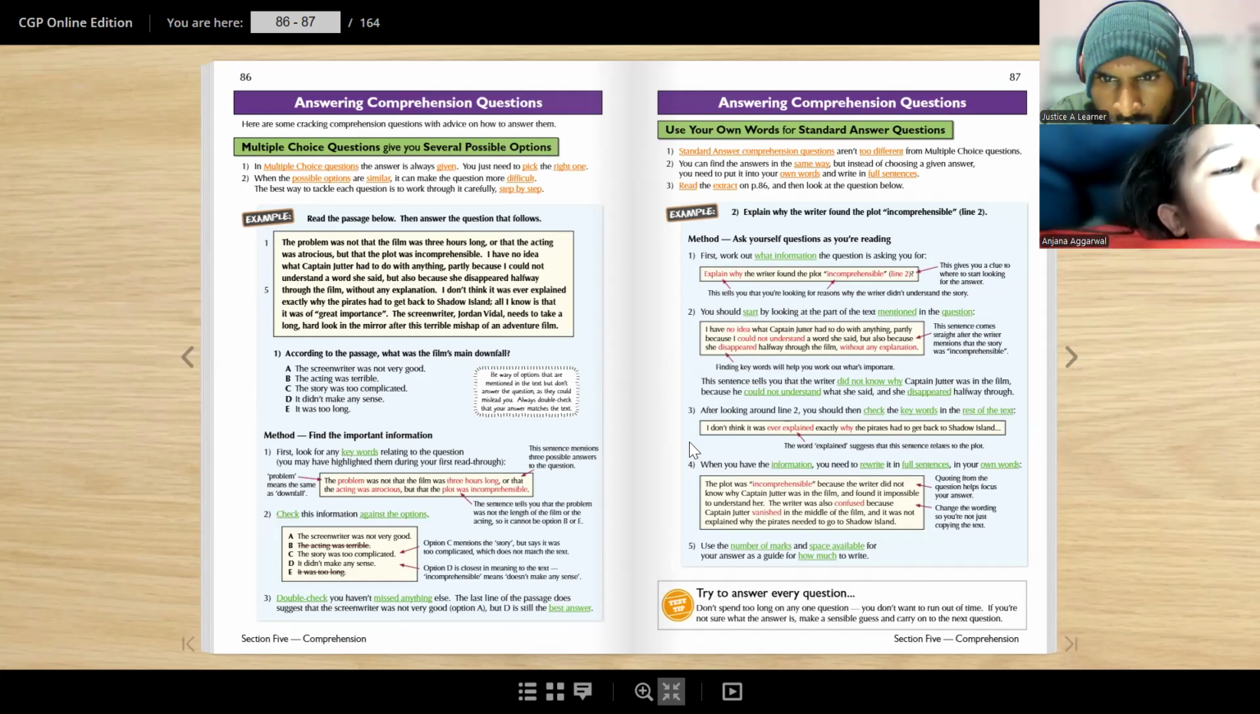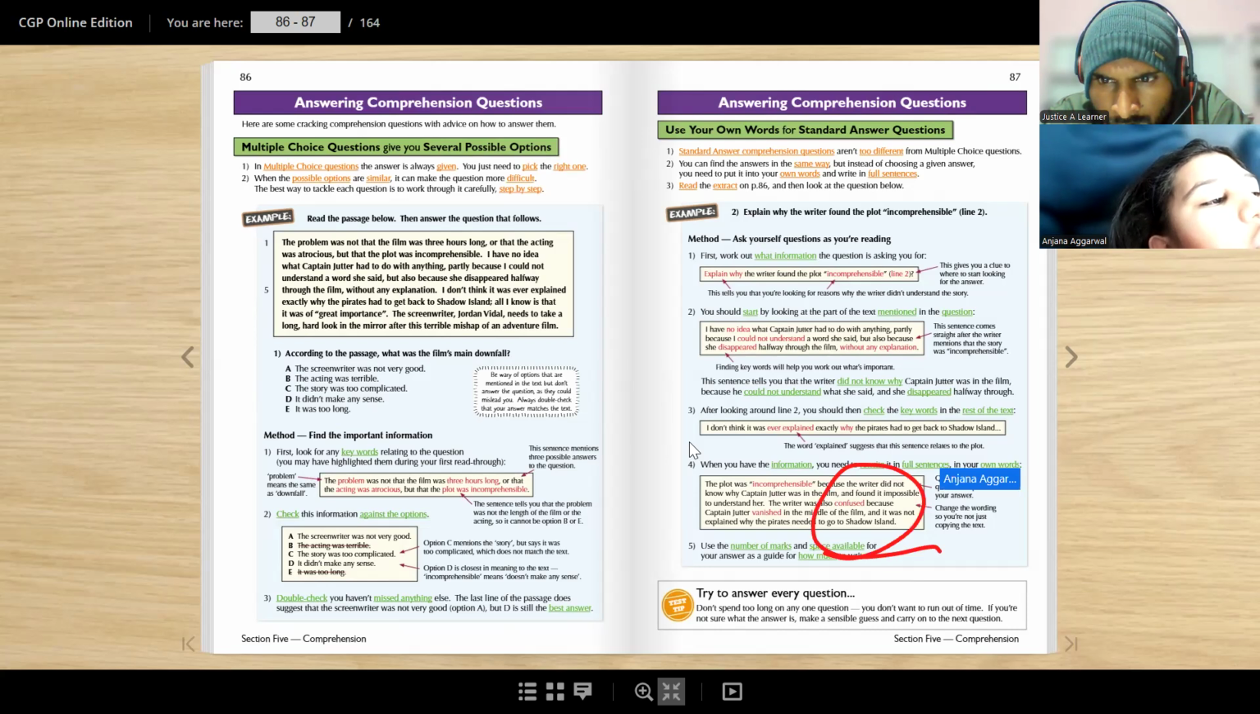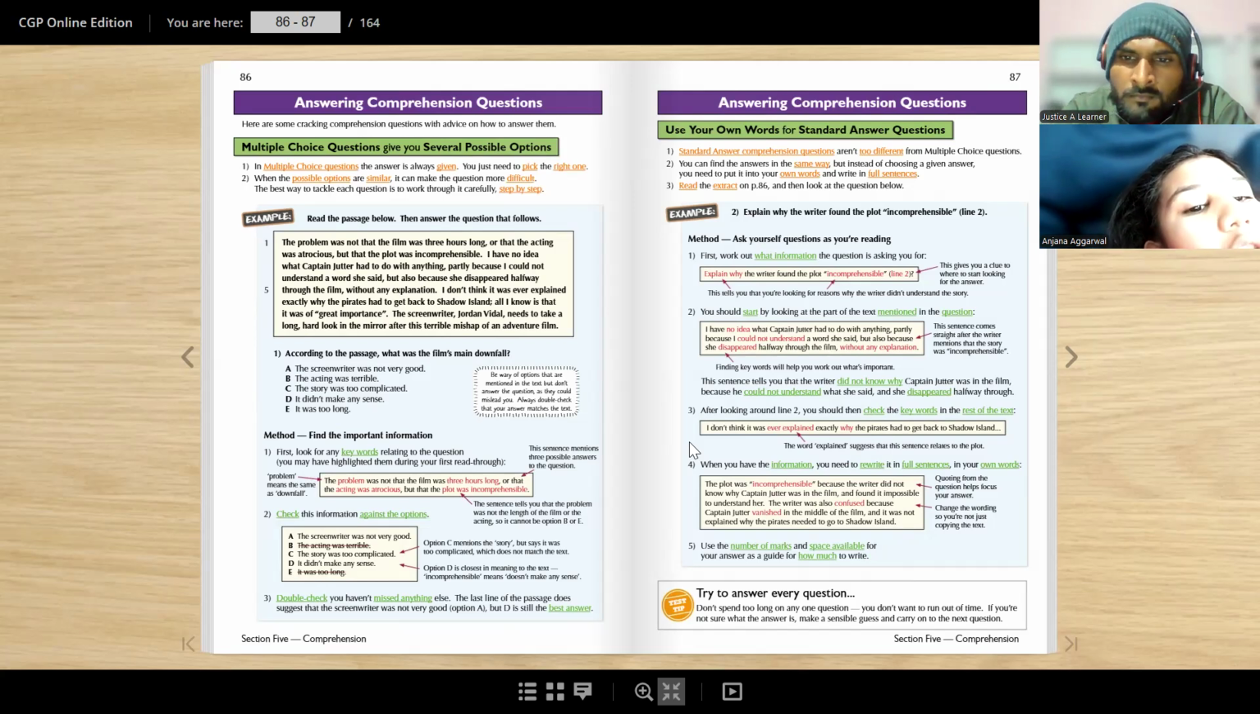The plot was incomprehensible because the writer did not know why Captain Diana was in the film and found it impossible to understand her. The writer was also confused because Captain Jetta vanished in the middle of the film, and it was not explained why the pirate needed to go back to the South Island. Change the wording so you're not just copying the text. Quoting from the question helps focus your answer.